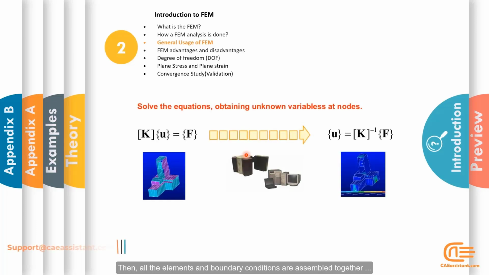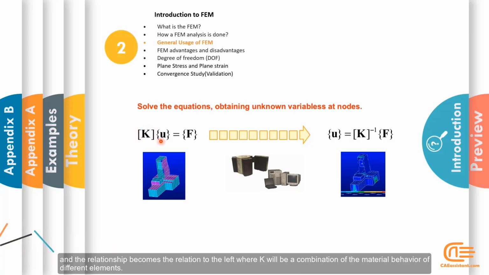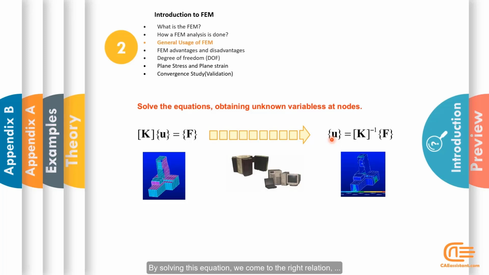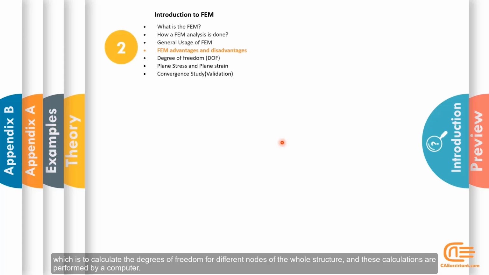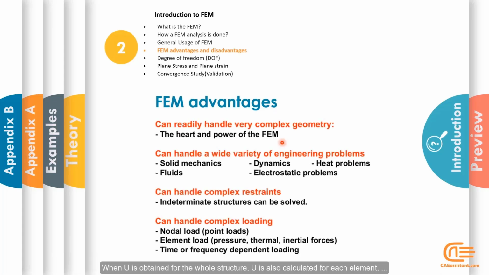Then all the elements and boundary conditions are assembled together. And the relationship becomes the relation to the left, where K will be a combination of the material behavior of different elements. By solving this equation, we come to the right relation, which is to calculate the degrees of freedom for different nodes of the whole structure, and these calculations are performed by a computer. When U is obtained for the whole structure, U is also calculated for each element, and other fields such as stress and strain are also calculated by it.